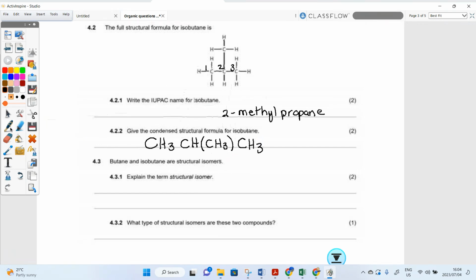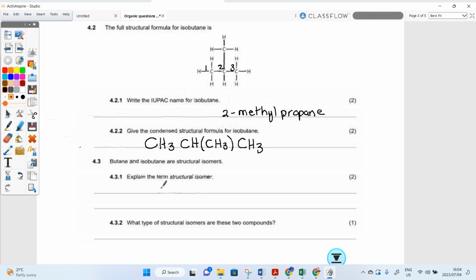Guys, do we have a condensed structural formula in our tests for next week? I know there is one, and then they ask you questions about it. They can ask you to name it, all kinds of things, the same questions that they can ask for that structure. Or they give it to us and then ask us to explain the term structural isomer.